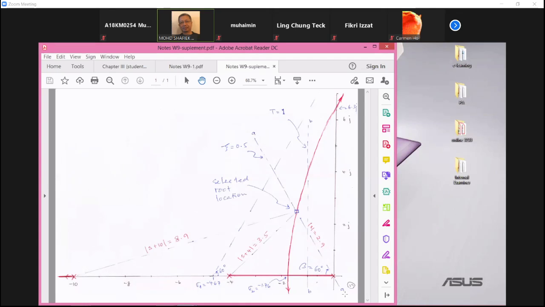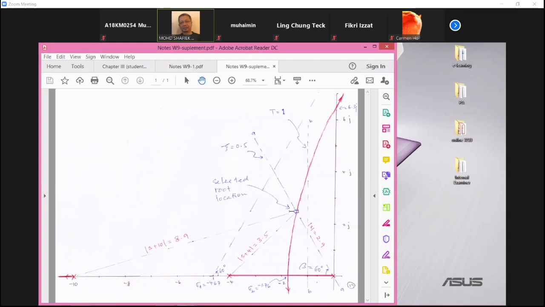Anything above line AA is going to meet the specification. So you can select any roots from line AA to line BB. Anywhere here will satisfy the specification. You can select any point between here and there. For simplicity, I just select that point as the selected root location, but you can select any point above that up to the vertical line BB. Those will meet the specification.